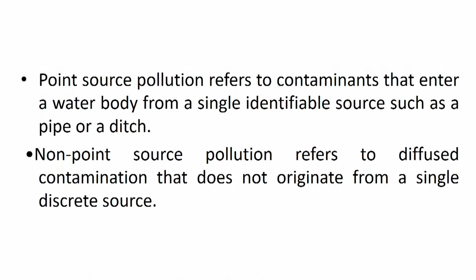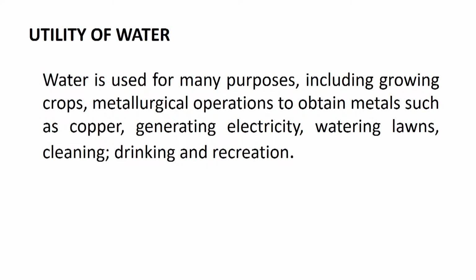Based on the origin of water pollution, there are generally two categories: point source pollution and non-point source pollution. Point source pollution refers to contaminants that enter a water body from a single identifiable source, like a pipe or a ditch. Non-point source pollution refers to diffuse contamination that does not originate from a single discrete source, but is the cumulative effect of contaminants gathered from a large area, such as leaching of fertilizers and pesticides from agricultural land. Now we talk about the utility of water.